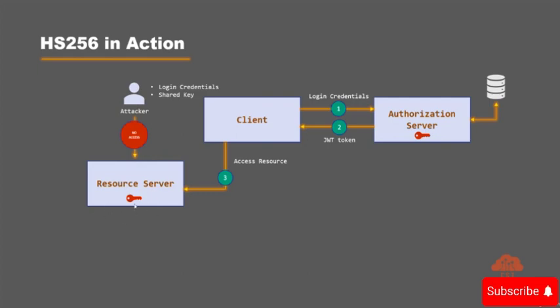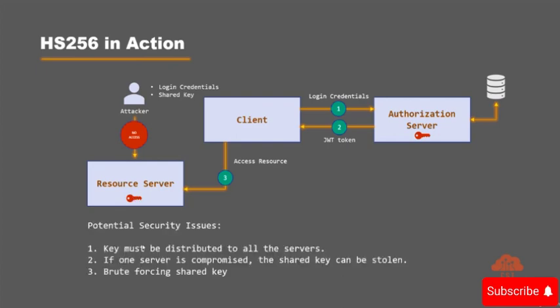So if the secret key is somehow accidentally leaked, and if the attacker gets access to it, it's possible that an attacker can tamper with the JSON payload and create his own JSON Web Token to access the resources. So here are some of the potential security issues when the HS256 algorithm is used to create a JSON Web Token.